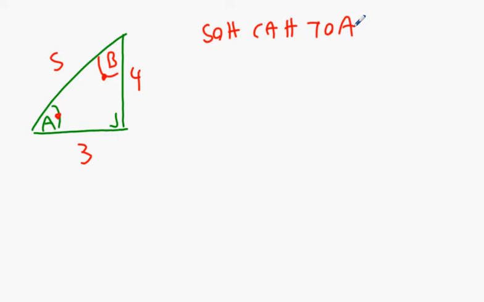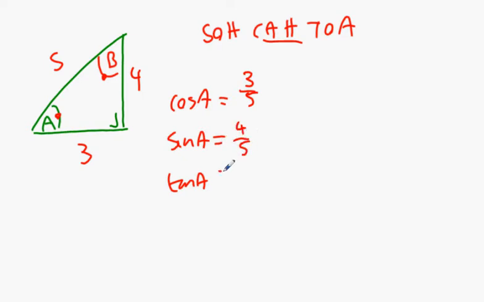So let's, for example, say I wanted to find the size of angle A. I might know how I can find the size of angle A. So write down either cos A, sine A, or tan A. Just out of interest, what is cos A? Adjacent over hypotenuse, which is 3 over 5. Sine A, opposite over hypotenuse, 4 over 5, and tan A, which is 4 over 3.